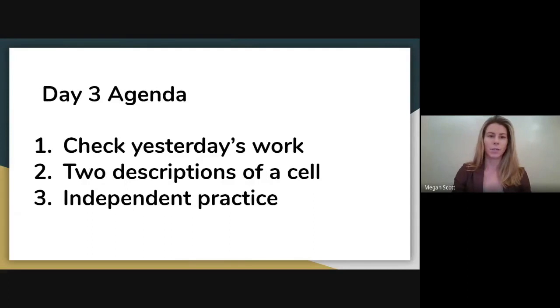On the agenda, we're going to check yesterday's work, look at 2 descriptions of a cell, and that will set you up for your independent practice. So take a minute and get out yesterday's work so we can check that now.